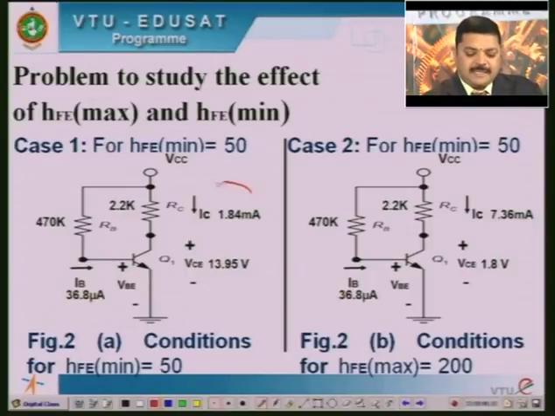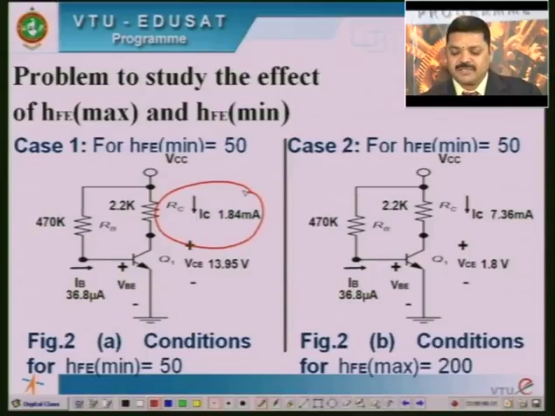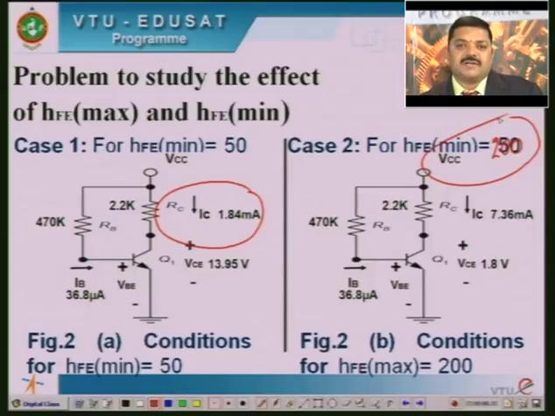that IC, when HFE was minimum, is found to be 1.84 milliamps, and in case 2 we have taken HFE max as 200. For HFE max as 200, we get IC equal to 7.36 milliamps. See, there is a large change in IC from 1.84 milliamps to 7.36 milliamps when we just change the beta value, or the current gain of the BJT, from minimum value to maximum value.